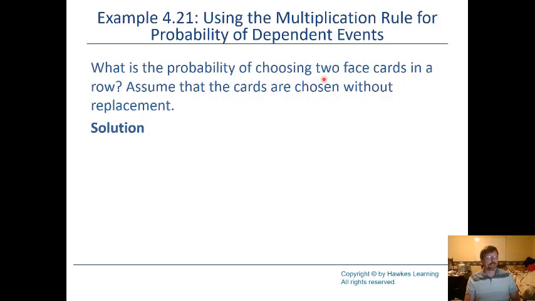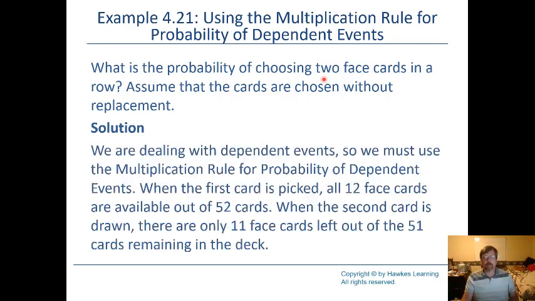Alright, so let's see an example of this. Put my queen back in. The probability of choosing two face cards in a row without replacement. So we're dealing with dependent events. We're not replacing them. So we need to use the multiplication rule for probability of dependent events.